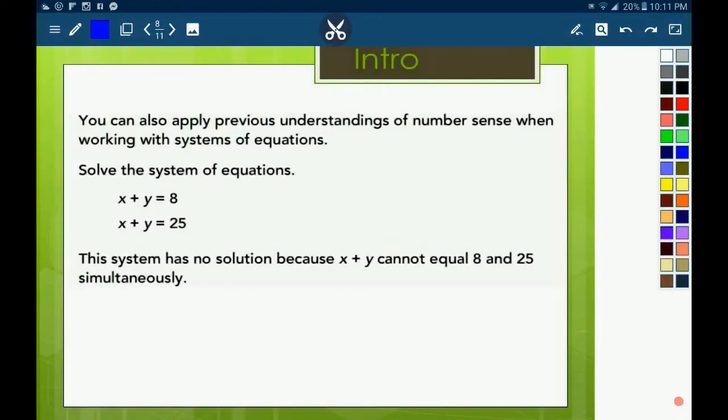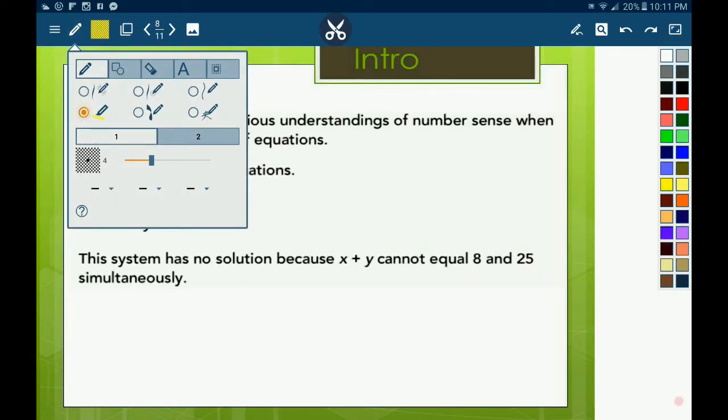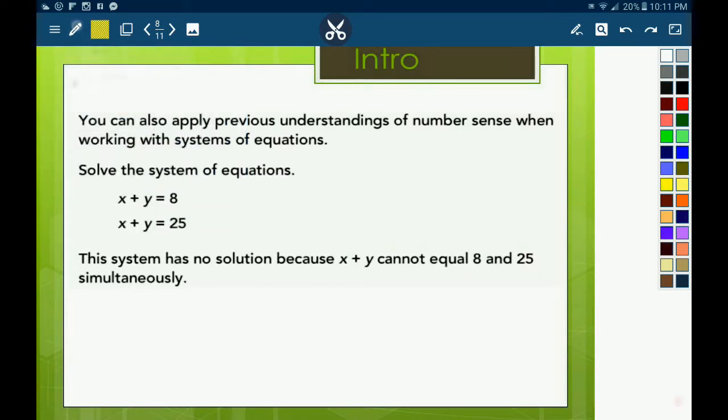All right, so I have a little introduction to the next example because there is an alternate way that you can tell if a system has one, none, or infinitely many solutions without changing the equation into y = mx + b form. So I'm going to highlight a few things on this slide because there are easy ways to be able to tell without doing all that work. It says you can also apply previous understandings of number sense when working with systems of equations.